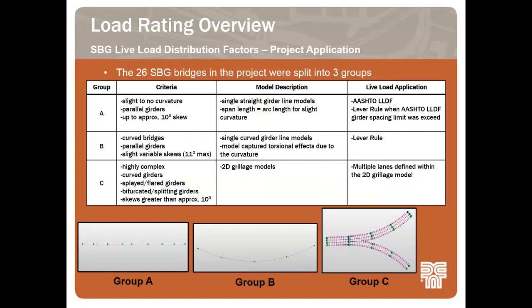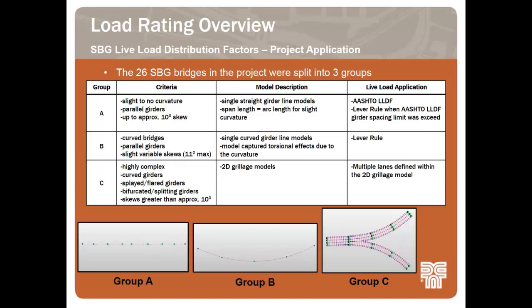The 26 steel box girder bridges that we rated were split into 3 groups. Group A consisted of primarily straight parallel girders with minimal skew. These were decided to be approximately straight, and even though some restrictions weren't met, it was decided to use the AASHTO live load distribution factor applied to a single straight girder line model. When a spacing restriction was exceeded, the lever rule was used instead of the AASHTO distribution factor.